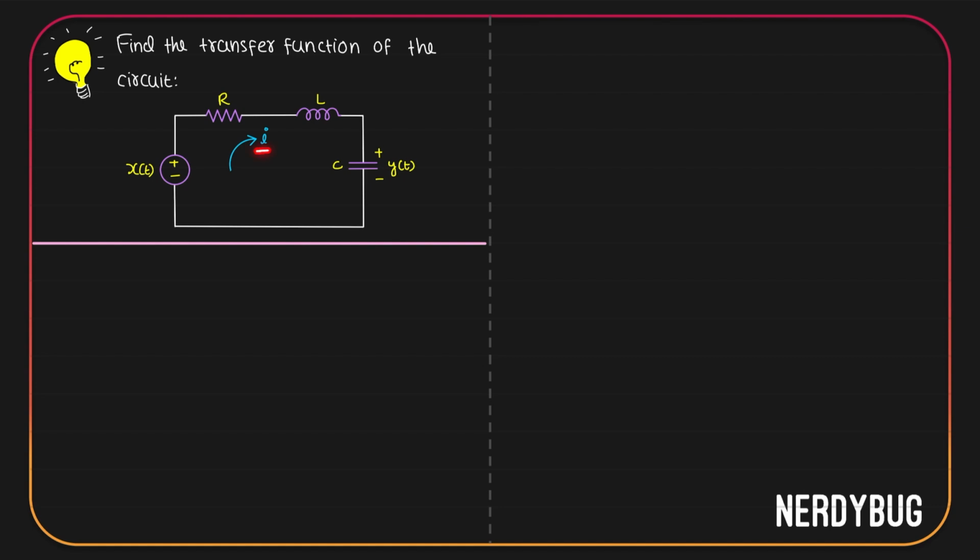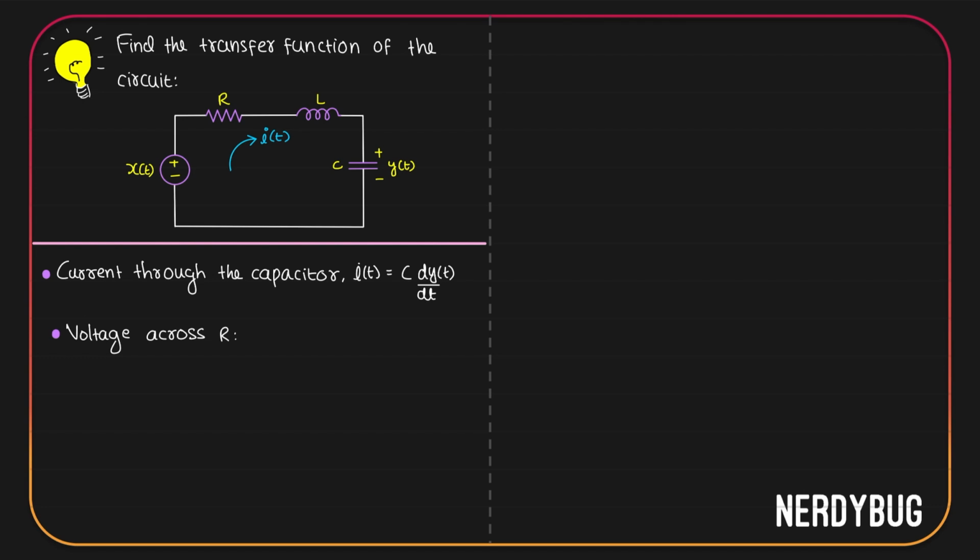Current in the circuit is called I. Since it is a function of time, let's call it I of t. We have a capacitor of capacitance C. Potential across it is y of t and current passing through it is I of t. So we can write the current that is passing through the capacitor, I of t, will be equal to C dy of t by dt.